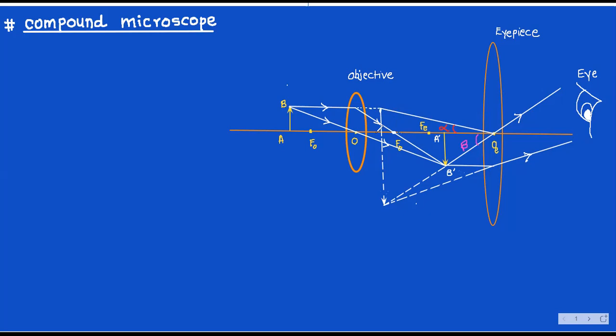And this point is A double dash and this one is B double dash. This point is A double dash.